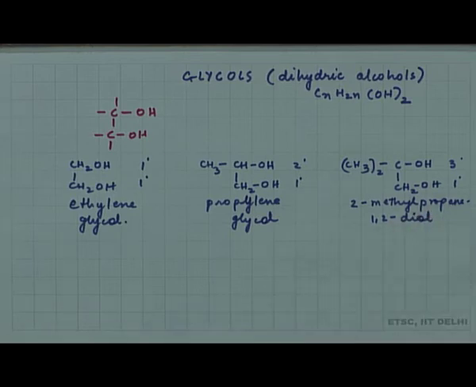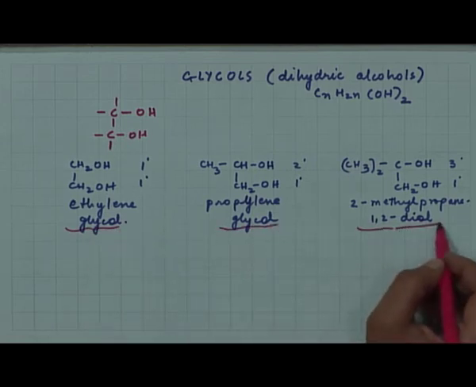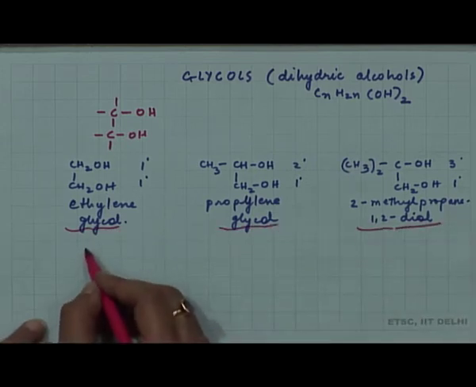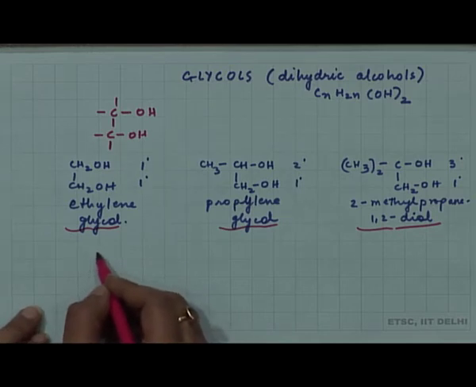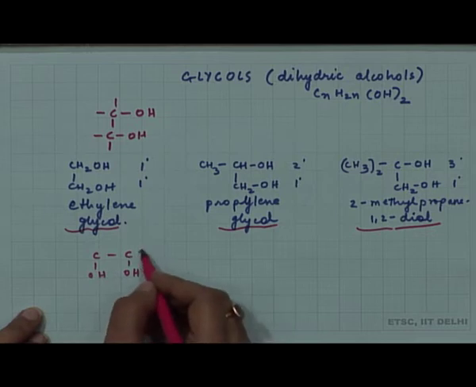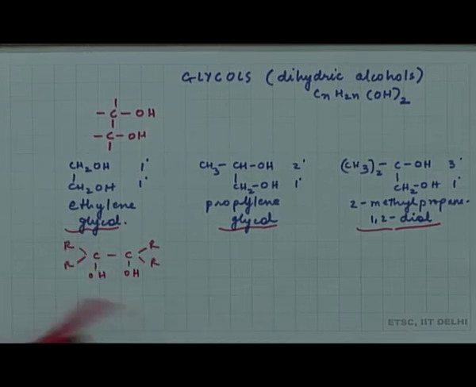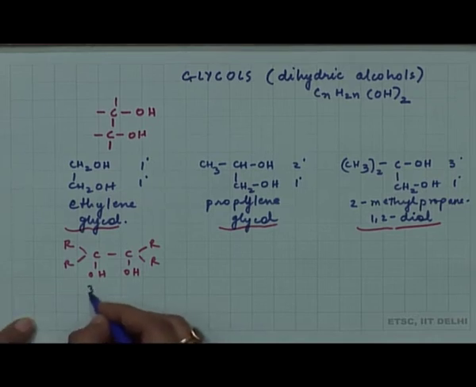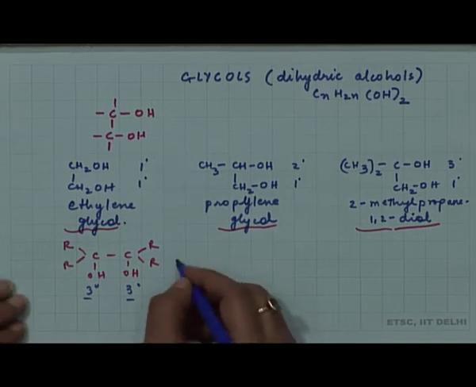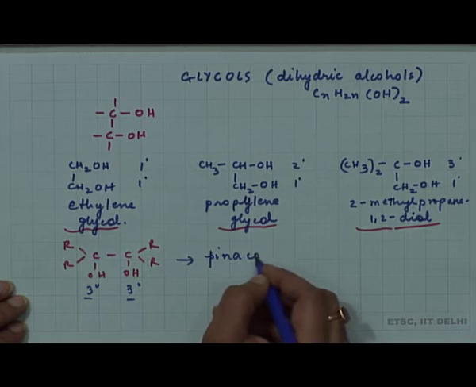Okay, so you have many different examples of glycols. Suppose both the carbons bearing the hydroxy groups are tertiary carbons. This is an example where both the hydroxy groups are present on tertiary carbon atoms. These kinds of diols are called pinacols.